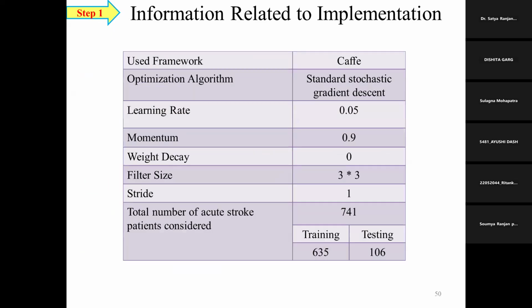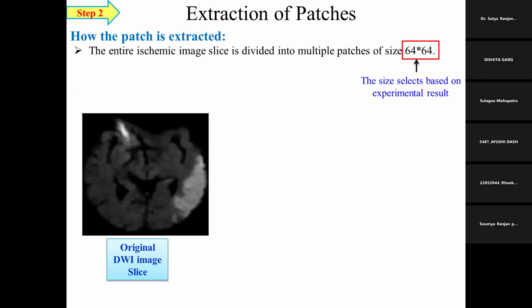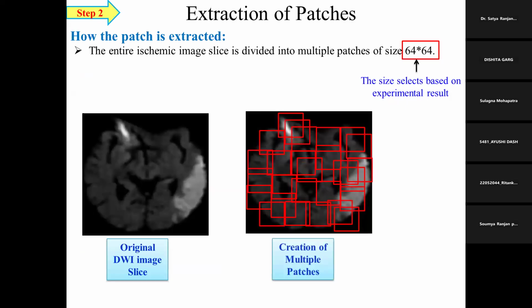Then step one, what is the information? They have information related to implementation, like what parameters they have used, which model they have used, how they split the training and testing data, all those things. Then step two, they have extraction of patches. Then how the patches are generated.